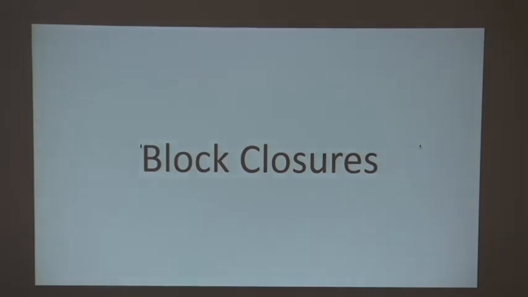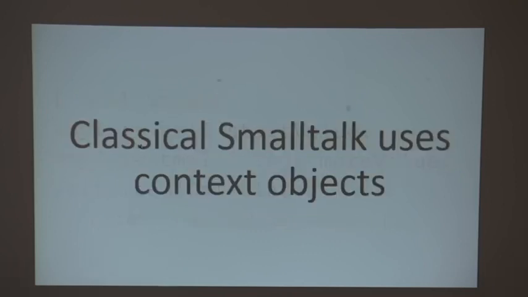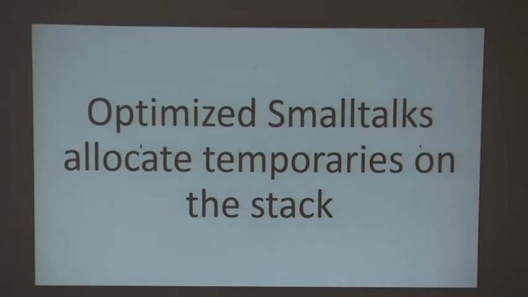Block closures were one of the biggest problems. Because there are two things. First of all is access to variables. So in this simple example, we have temp1 and temp2. And temp2 is used inside the block. And the block can outlive the lifetime of this method, the invocation of the method. So classical Smalltalk uses context objects. Optimized Smalltalks allocate temps on the stack.